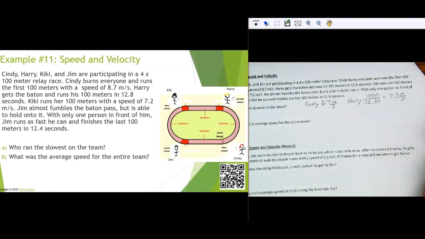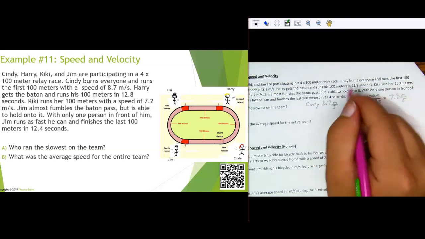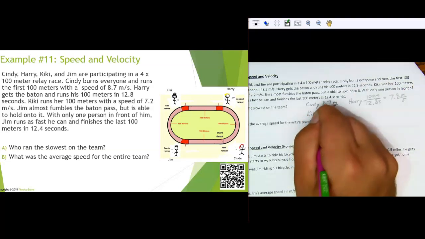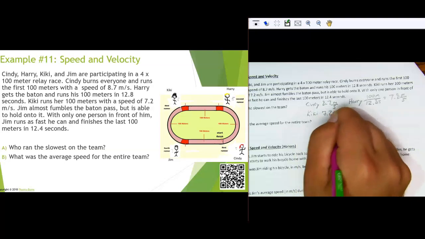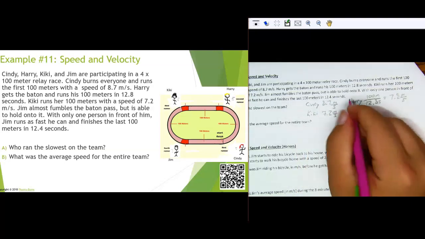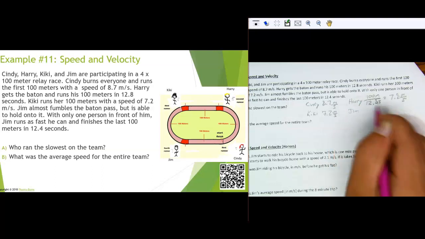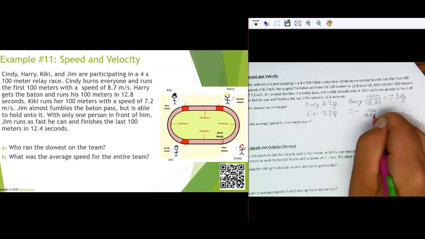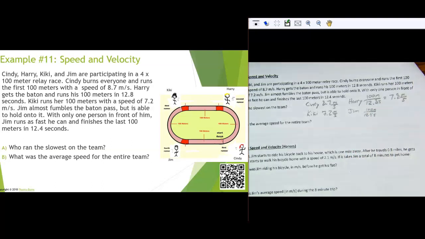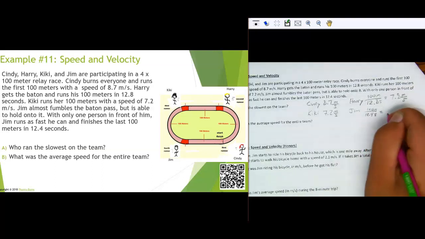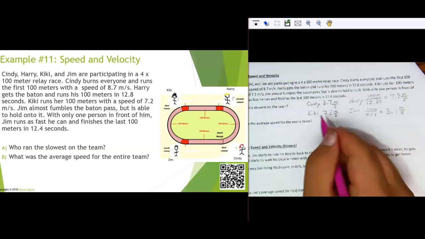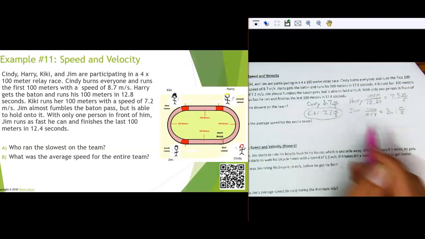And if you ever have to pause this video to catch up or solve the problem, just let me know. Kiki runs her 100 meters. She only runs at 7.2 meters per second, while Jim runs 100 meters in 12.4 seconds. So I got 8.1 meters per second. What is the slowest out of all these? Kiki, at 7.2.